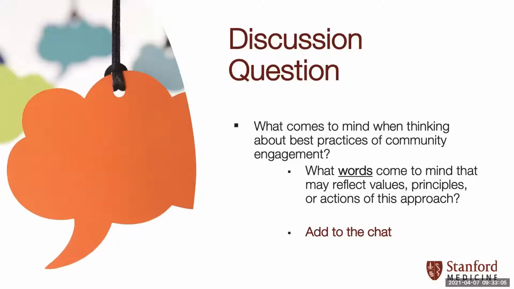So let's see, the next discussion question, and go ahead and use that chat again. What comes to mind when thinking about best practices of community engagement? Just put in words, values, something that might relate to a principle of engagement.